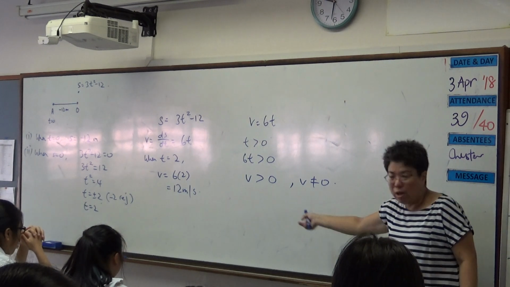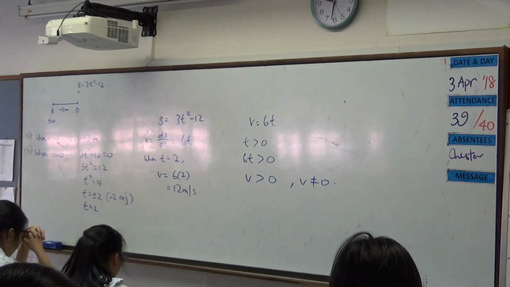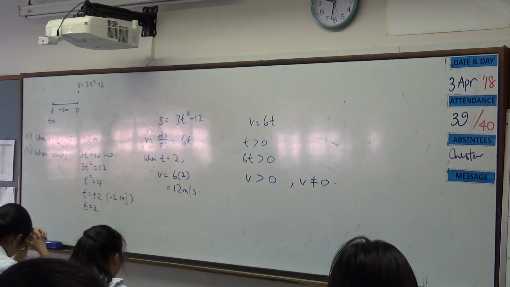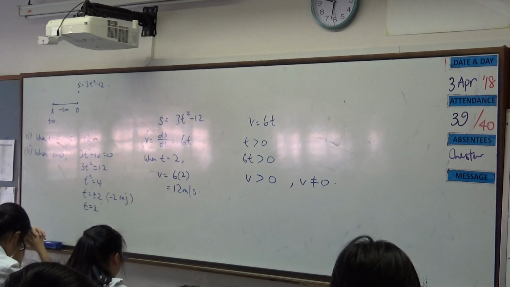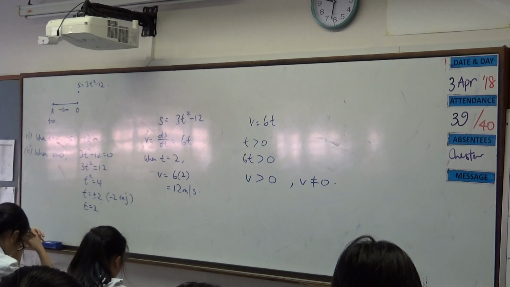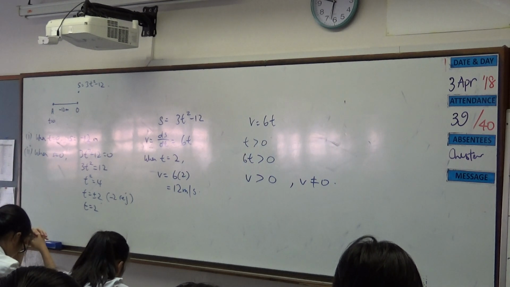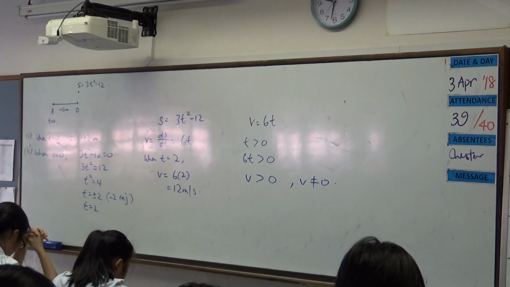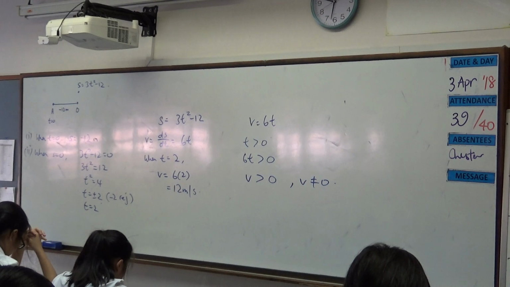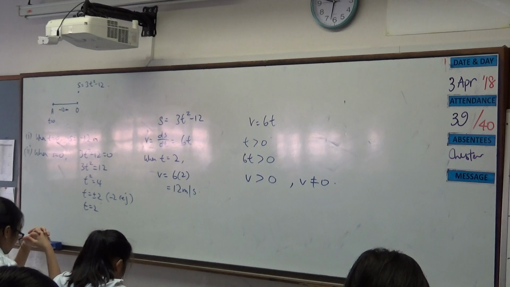Is that clear? Okay, look at the answer in the book now. After passing A, t is bigger than 0, so V equals 6t is bigger than 0. Hence, P never comes to rest after passing A. Everybody okay? Alright. Now, part 4. Find the average speed of P during the first 3 seconds.